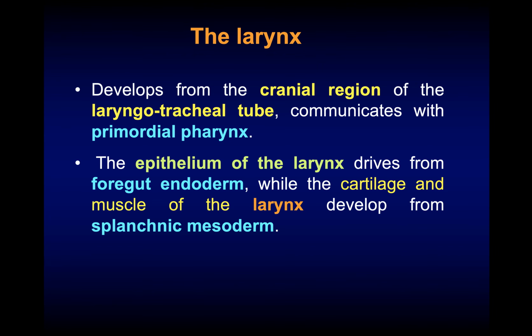As I said, the larynx develops from the cranial region of the laryngotracheal tube, which communicates with the primordia of the pharynx. The epithelium of the larynx is derived from the foregut endoderm, while the cartilage and the muscle of the larynx form from the splanchnic mesoderm. So the endoderm of the foregut is responsible for the formation of the epithelium with the glands, whereas the mesoderm that is going to surround this tube will later develop all the cartilages, all the muscle and the connective tissue that surround the area of the larynx and the future trachea.